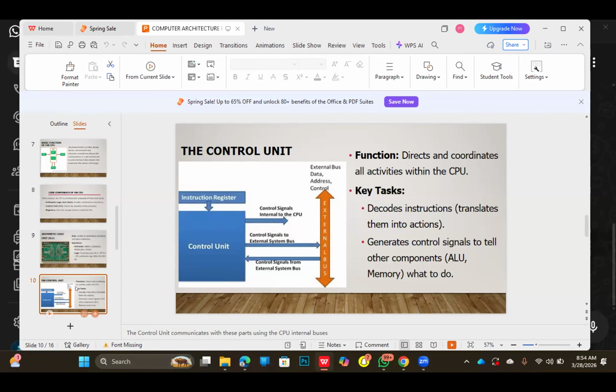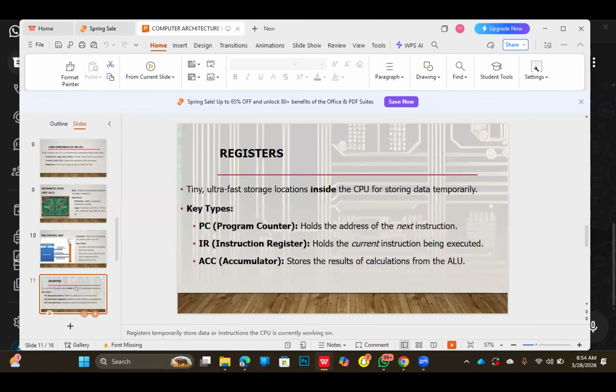Then we have control signals to the external system bus. Then we also have control signals from the external system bus. So that is what functions the control unit does. Please, let's move to the next slide.